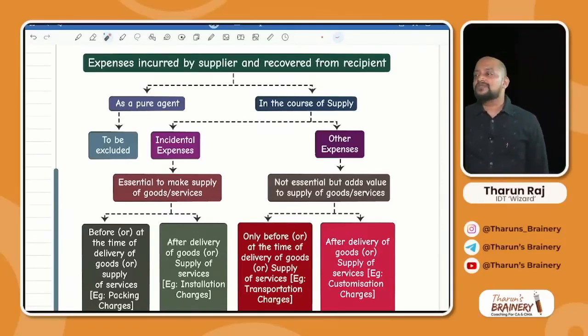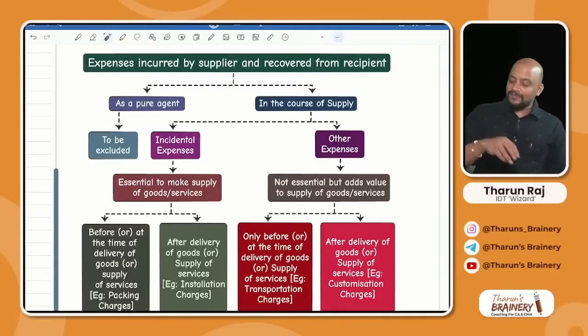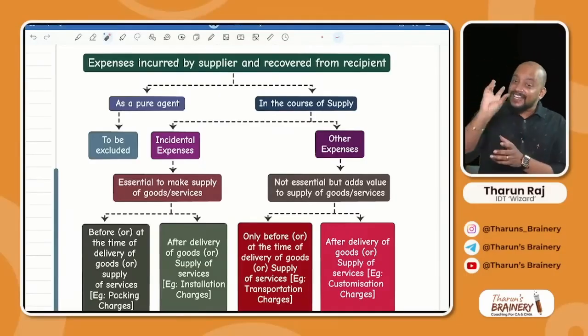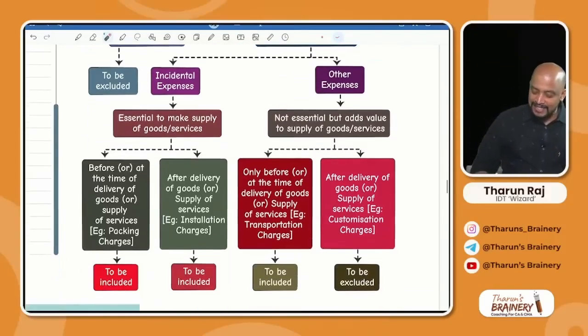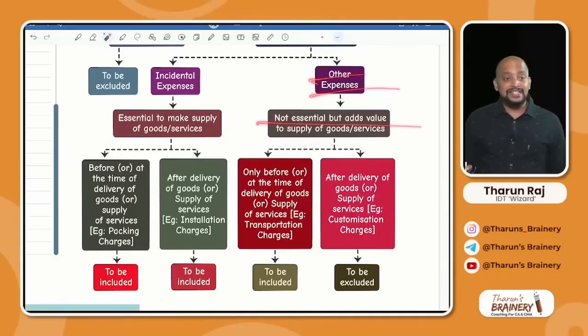Whereas you will also ask for vadakari, okay? Because dosa one piece, vadakari one dip, chutney one dip, sambar one dip, and then when you eat, that is heavenly. Now, in this case, will that vadakari come under incidental or other? Even without vadakari you can eat dosa, but vadakari will add value to the product. You understood or not? Therefore, that is treated as other expenses. So see this: incidental expenses are essential to make the supply of goods or services, whereas other expenses are not essential but add value to the supply of goods or services.